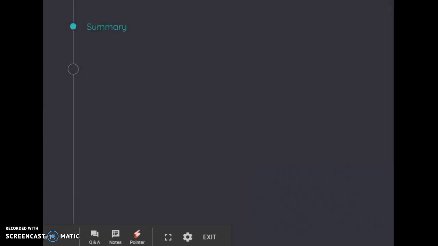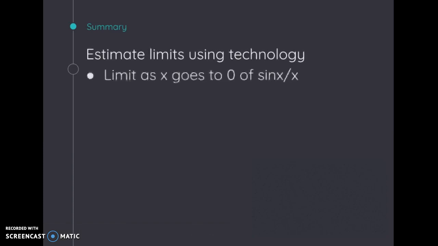All right, we're going to skip the speed problems for now and summarize what we know about limits. So first of all, we estimated limits using technology. We did that with this limit as x goes to 0 of sine x over x. We graphed it, and then we also plugged in values that were really close to 0 so that we were estimating what that limit was.